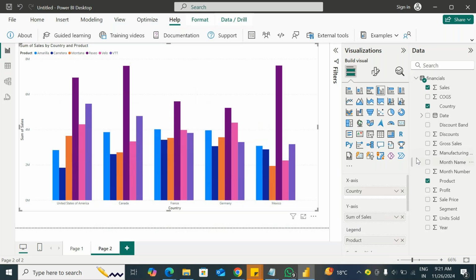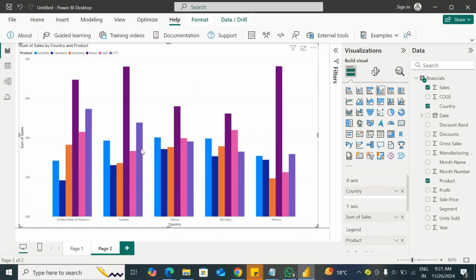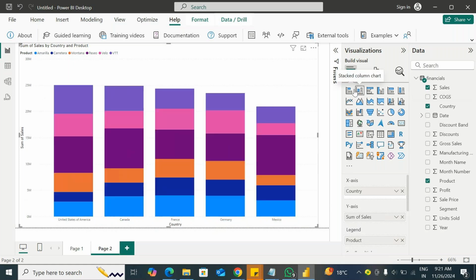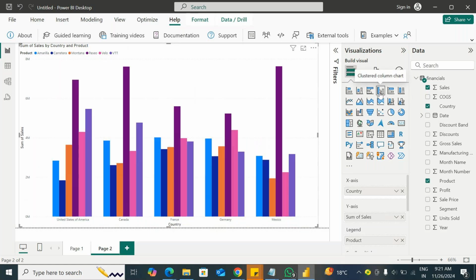Similarly, if you want to verify, this one also has the lowest value when compared to all. In this scenario, we are verifying at a product level, not a country level. If France has the highest value or Canada has the highest value, we cannot observe it by seeing this visual. So if I want a comparison at a country level, I will go with stacked. If I want to compare at a product level, I will go with clustered. This is how we are going to take a decision.